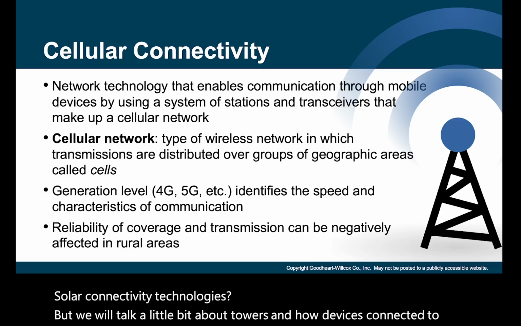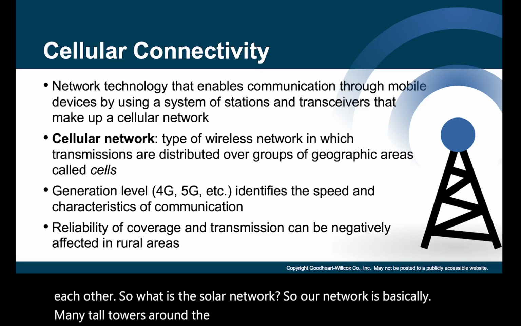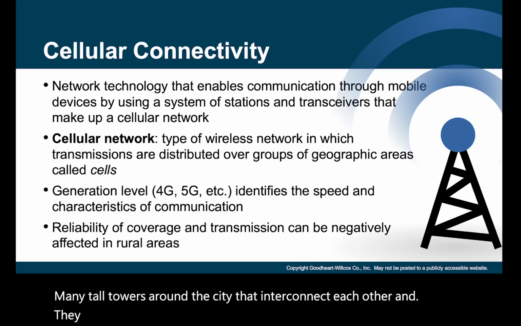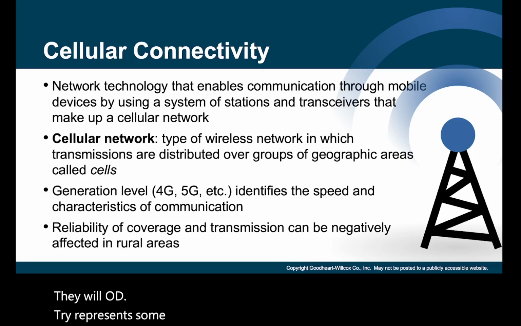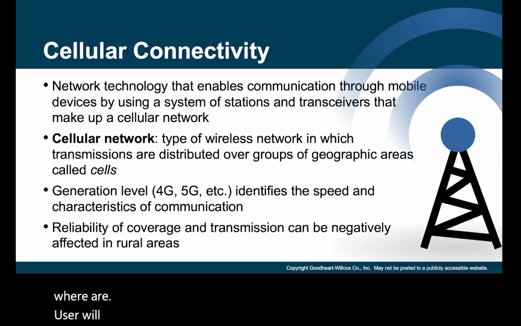So what is the cellular network? A cellular network is basically many towers around the city that interconnect with each other, and each represents some type of cell. That's where the word cellular comes from, where the user will be within that cell, connecting to one of the towers that are connected.